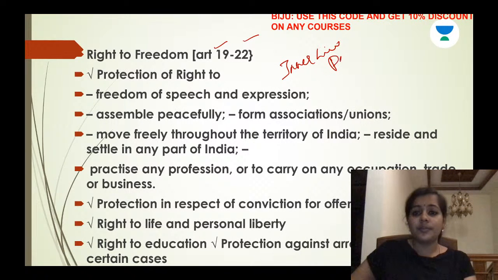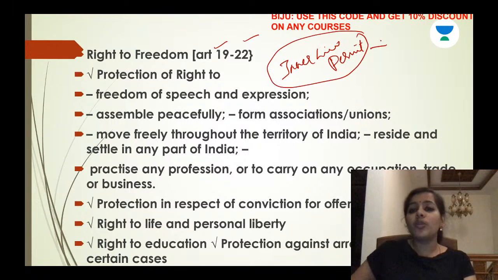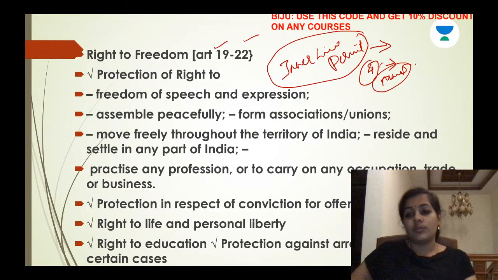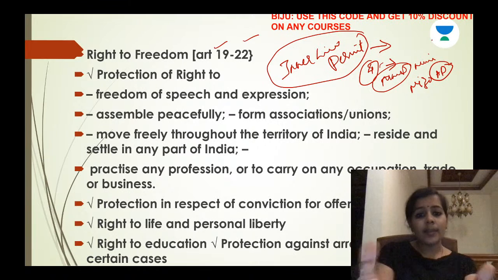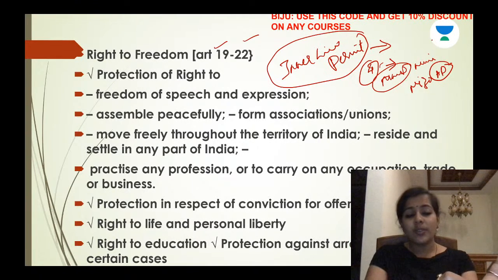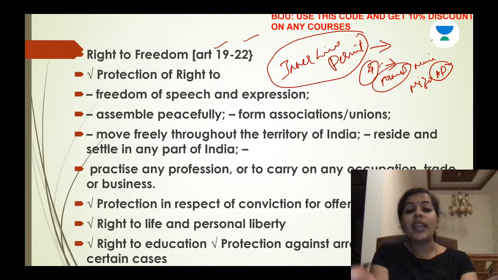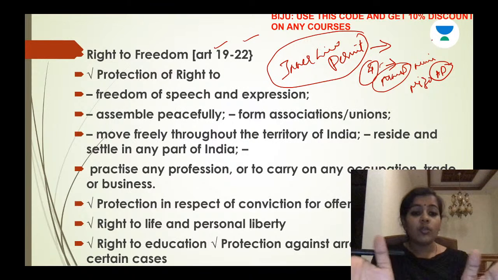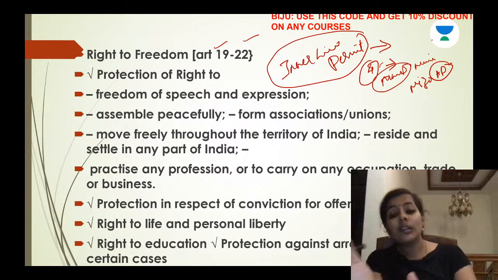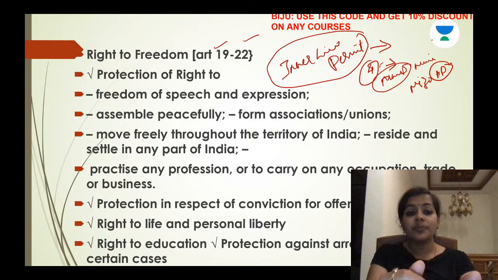Inner line permit: in certain places in India that you want to visit, especially in 4 states, some places like Arunachal Pradesh, Nagaland, Manipur, Mizoram, you need special permission to visit. Even in Andaman Nicobar, there are certain places where you need special permission. That is known as inner line permit. Except that, you can move anywhere freely. If you want to be there, you can be there; if you don't want to be there, you don't have to. It's according to your wish.